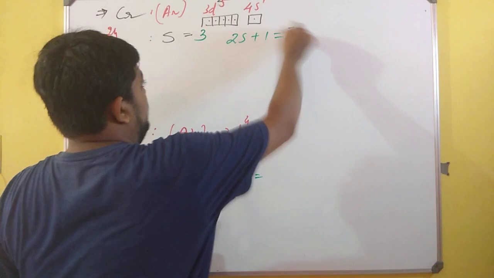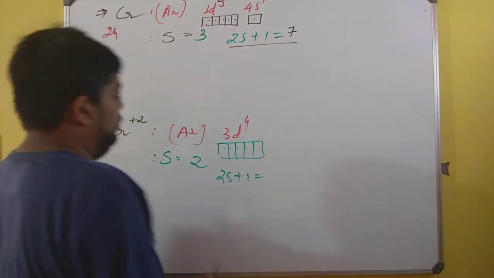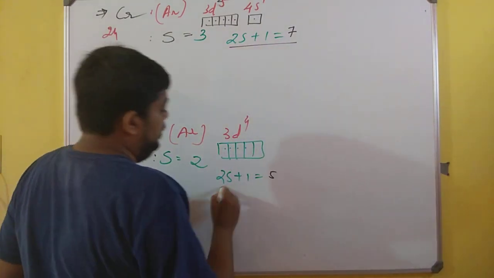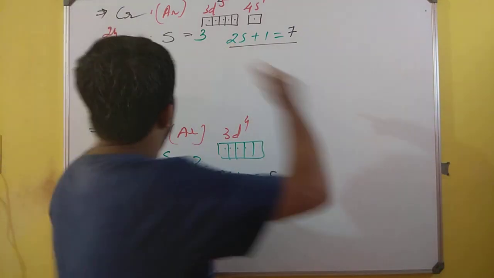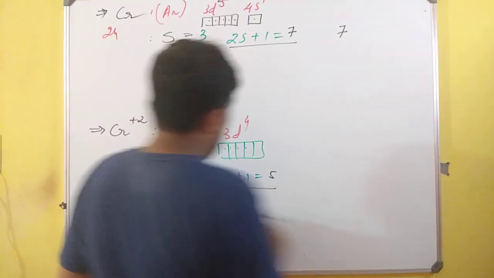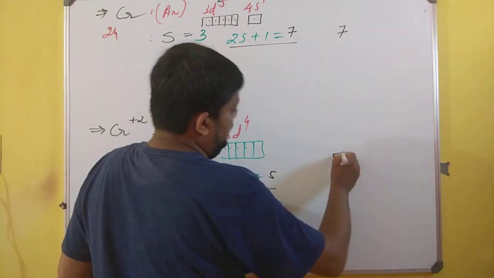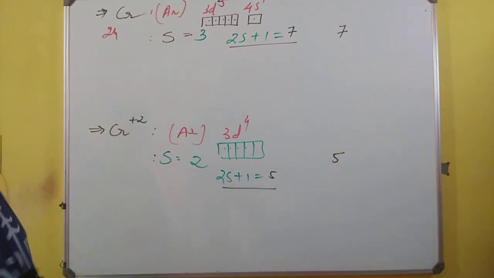So over here the value of 2S plus 1 is 7. Over here the value of 2S plus 1 probably is 5. So 2S plus 1 for the case of chromium we are ready with 7. For the case of chromium 2 plus we are ready with 5. Keep these things in mind.